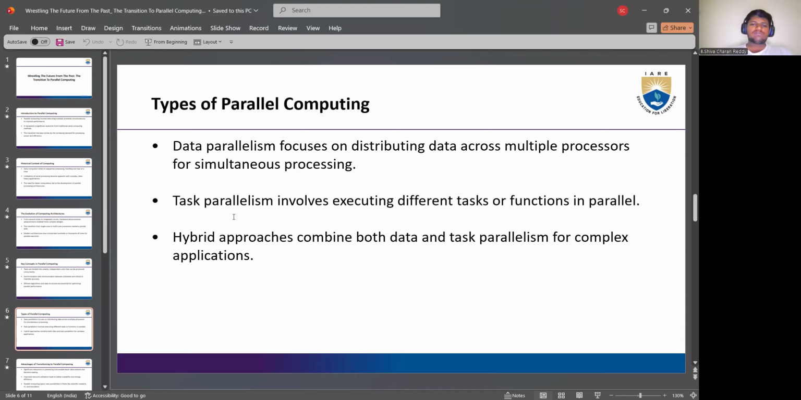Task parallelism involves executing different tasks or functions in parallel. Hybrid approaches combine both data and task parallelism for complex applications. So there are two types of parallel computing. One is data parallelism, another is task parallelism.